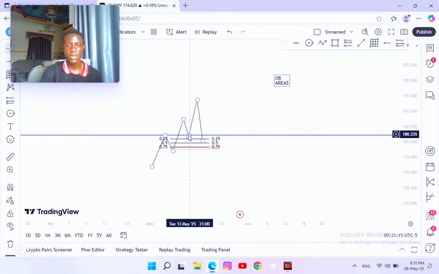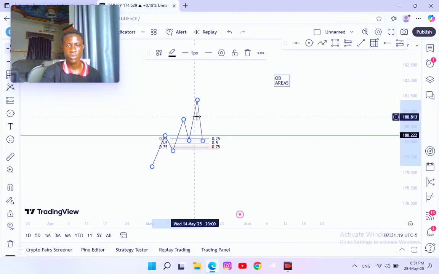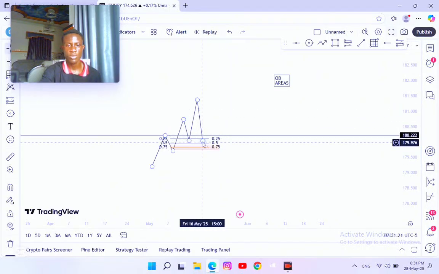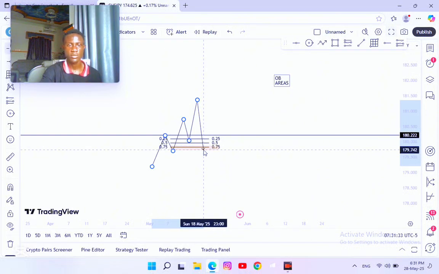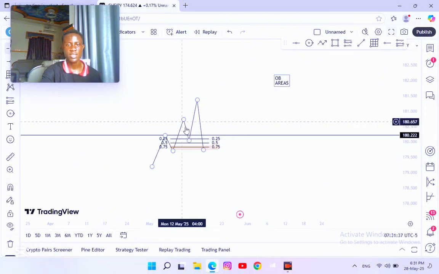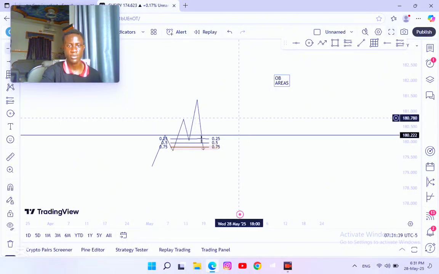But if price comes to this 50% level, then closes above, I'll wait for price to come to 50% of the 0.5 level, or wait for price to come to 50% of the 0.75 level. That's simply how I enter the trade. The retest determines where I'm going to take the trade from.